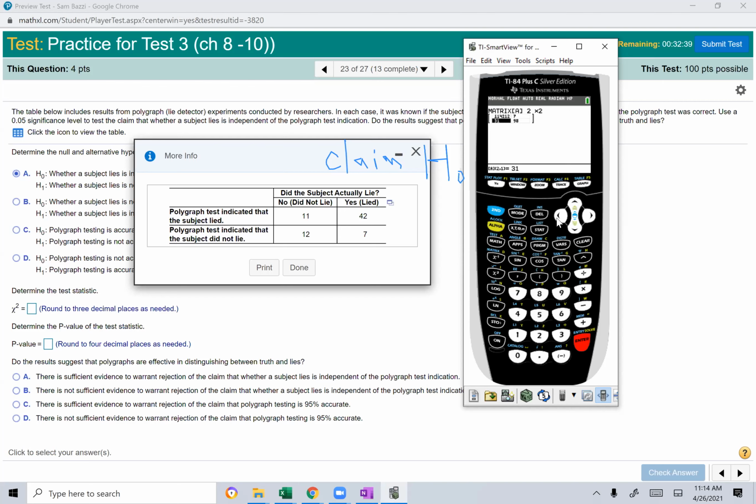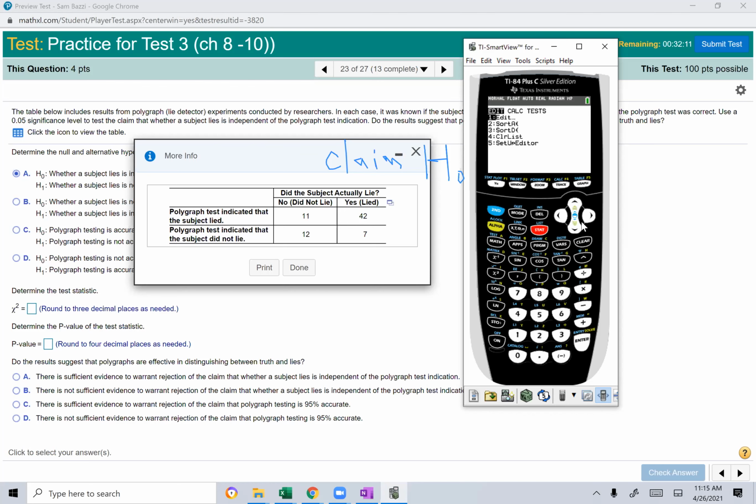Oops, what did I mess up? So I'm going to go back. So we got 11, enter, 42, enter, 12, enter, and then 7, enter. Okay. And we're ready to run the test, guys.